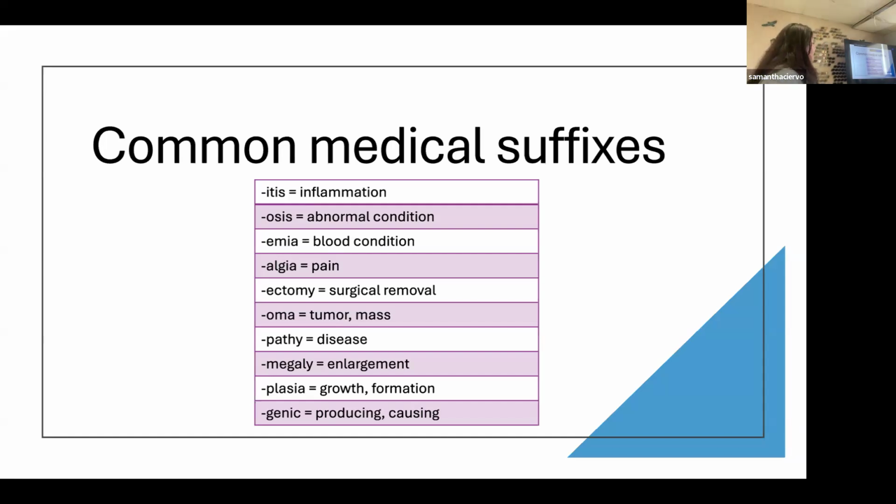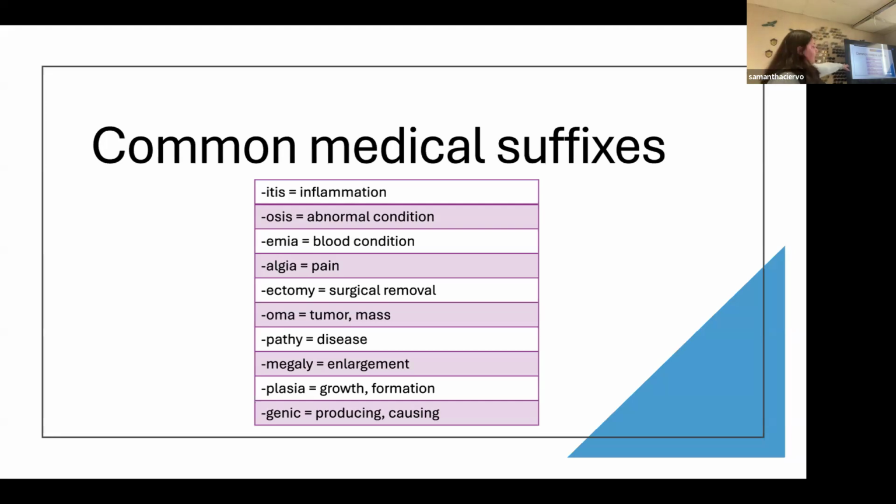And then there's some terms that end in algia, like myalgia. So what do we think that means? Pain, just generalized pain. So there's a lot of terms that end in algia, and that can be indicative of pain. And then there's ectomy. Anything that has the word ectomy at the end usually refers to something that is being removed surgically. So splenectomy, cholecystectomy, the removal of something surgically.